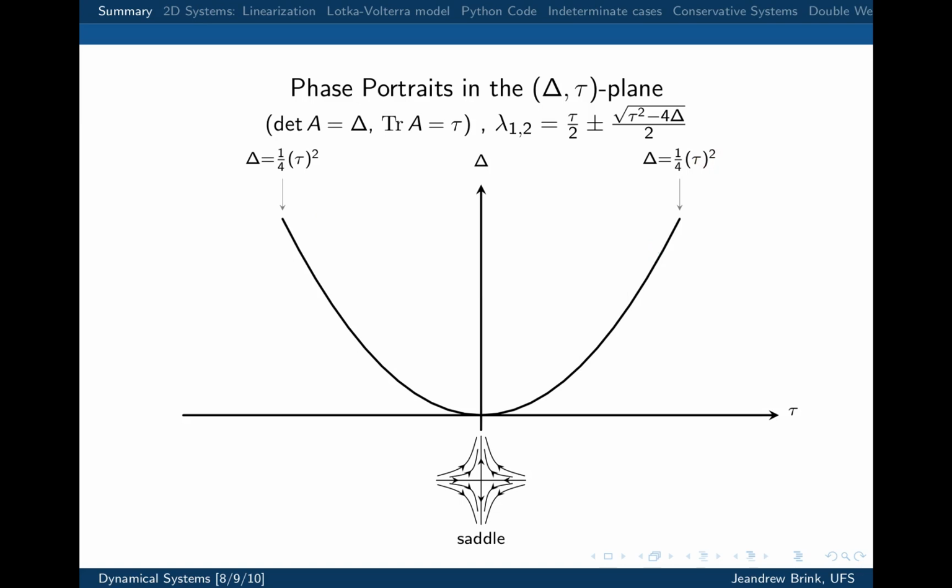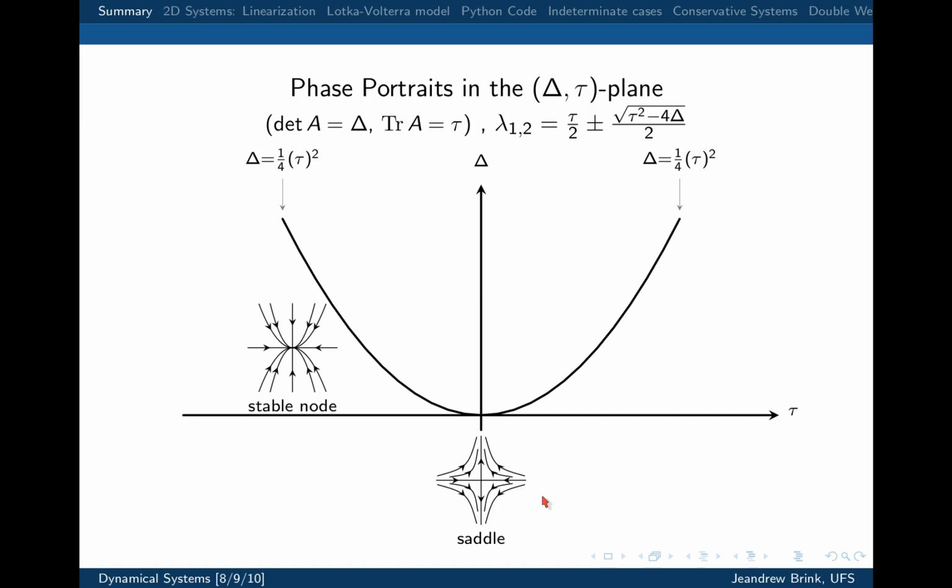Okay, so the first thing is, if delta is negative, remember, the two eigenvalues have different signs, and you have the case with the saddle. You always have the arrows coming in along the eigenvalue that shrinks or is negative, and then they get thrown out along the eigenvalue that is positive, or the unstable direction. This direction where it comes in is called the stable manifold. The one where it goes out is called the unstable manifold. And so the moment delta is negative, you can immediately say it's a saddle.